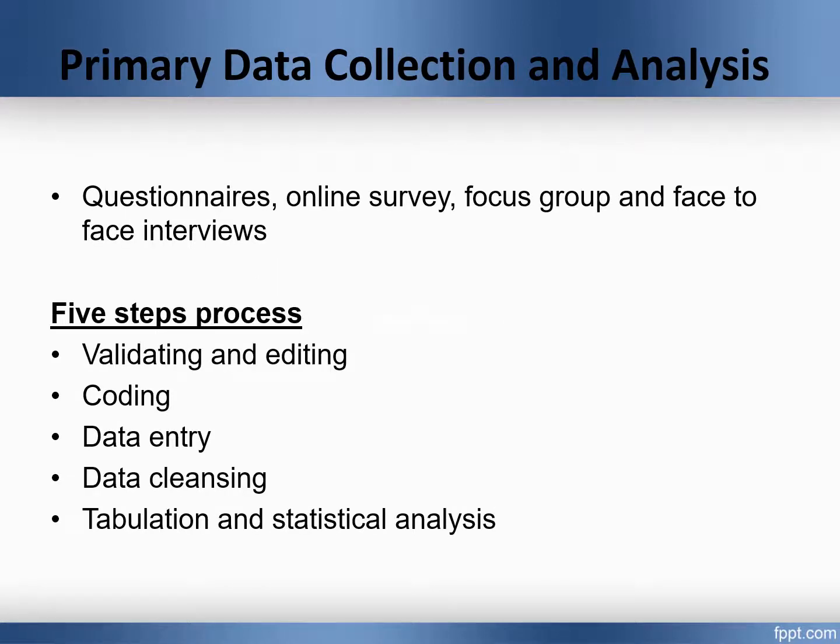The primary data collection and analysis. For the primary data collection, basically the tools used are the questionnaires, the online survey, focus group, and face-to-face interviews. And after that, we look at the 5-step process for the data collection in order to analyze the data, which includes validating and editing of the data. We look at the coding of the data. We have data entry, also data cleansing, because at times you need to cleanse the data, and also tabulation and statistical analysis of the data.